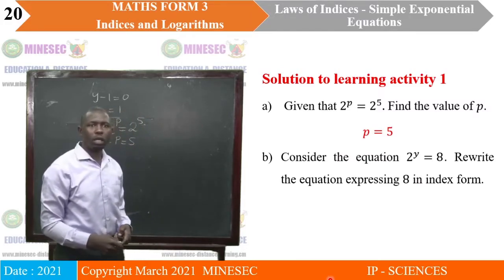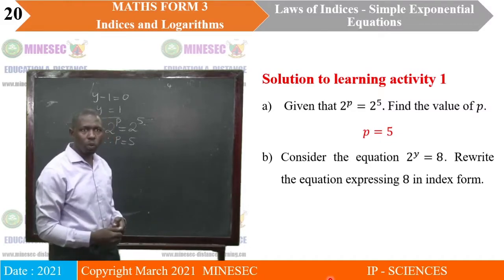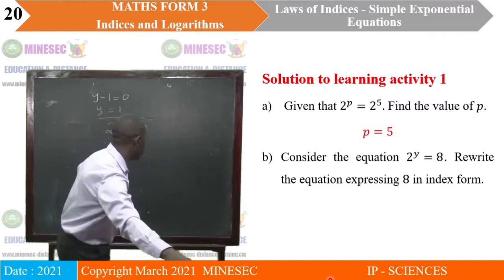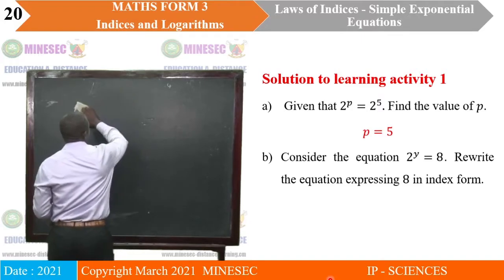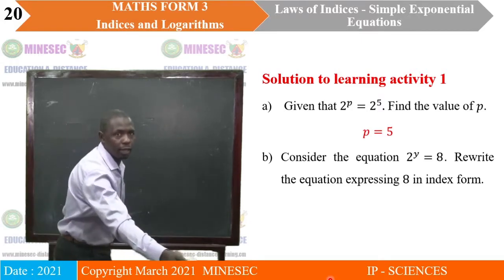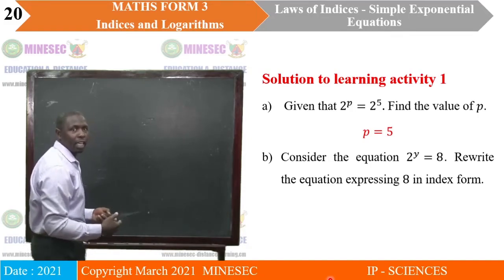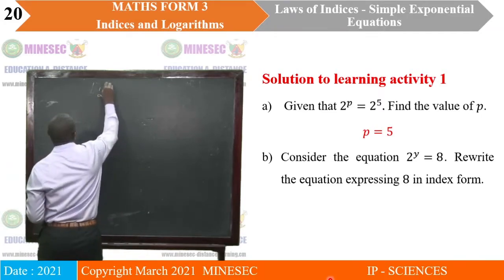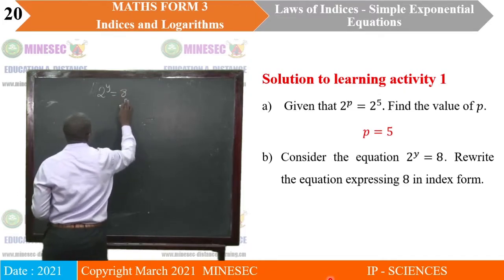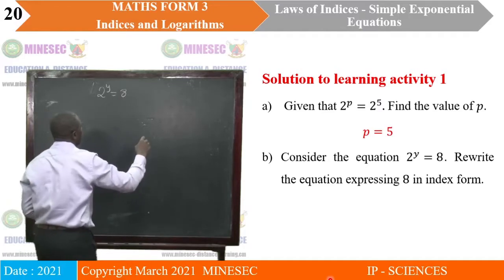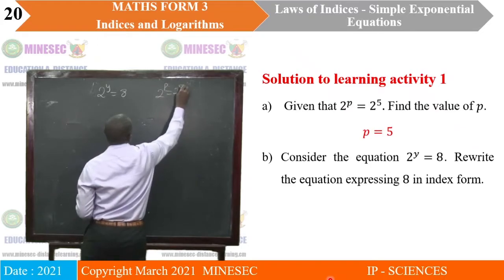So in the next step, you consider the equation 2 to the power y equal to 8. So rewrite the equation, expressing 8 in index form. So you have 2 to the power y equal to 8. The question we are asking ourselves is, remember in the first expression we had 2 raised to the power p equal to 2 raised to the power 5, and the bases were the same.